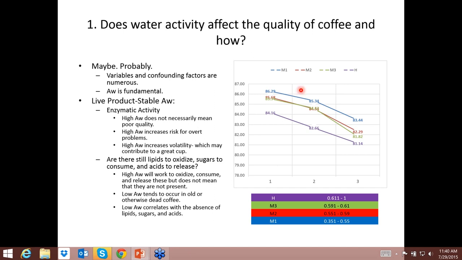Actually, very low water activity, when you get down below that 0.351, seems to correlate essentially with past crop coffee, what you might call papery or cedary, woody, old tasting things, dead coffee, coffees that don't have these things anymore and are not viable as specialty coffees.